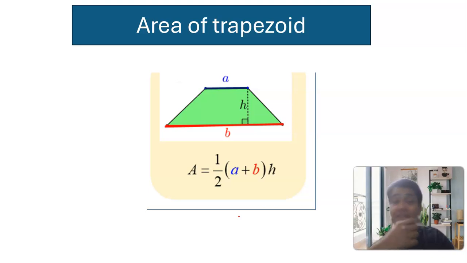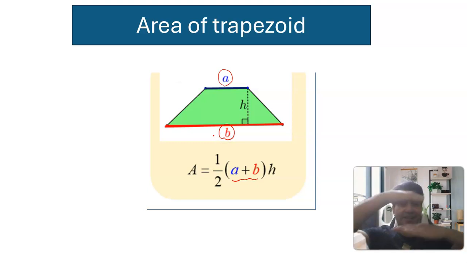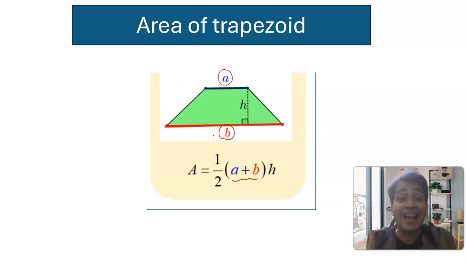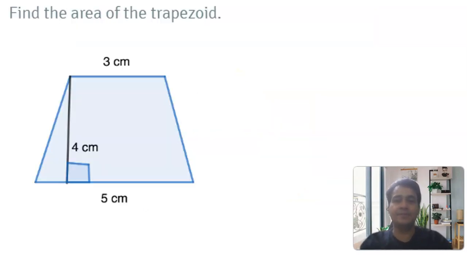Okay, area of trapezoid. Now for area of trapezoid, the formula is like this. It is still half, so we still have a half, times the sum of the parallel sides. Now you see A and B are the parallel sides. You have to add the parallel sides, not multiply, and then that sum you have to multiply with the height and then divide it by 2. Is that clear?